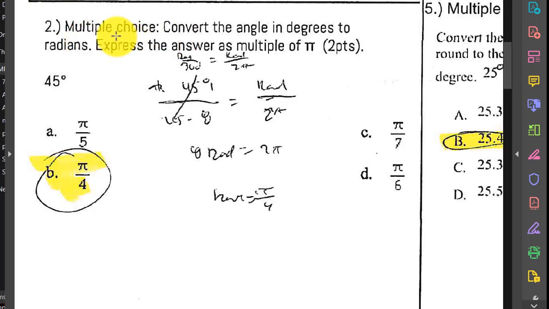Question number 2, multiple choice, convert the angle in degrees to radians. Express the answer as a multiple of pi. So degree over 360 equals radians over 2 pi, and so my degrees is 45 degrees, that's the given information there. And 360 degrees can be broken down into 45 times 8. So I can cancel my 45s, and basically that reduces to 1/8. 1/8 equals radian over 2 pi, and that can cross multiply. This will be 1 times 2 pi, which is 2 pi, and then radians times 8. Divide by 8 here, and then divide both the numerator and denominator by 2. You get radians equals pi over 4, which is choice B.